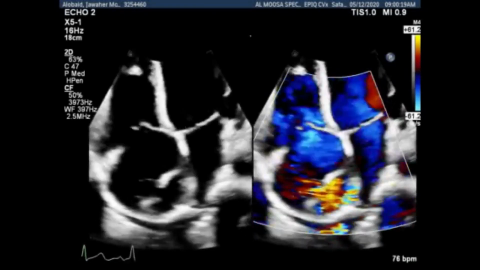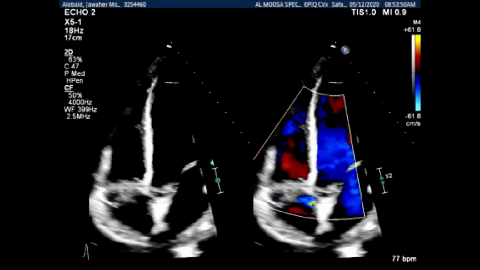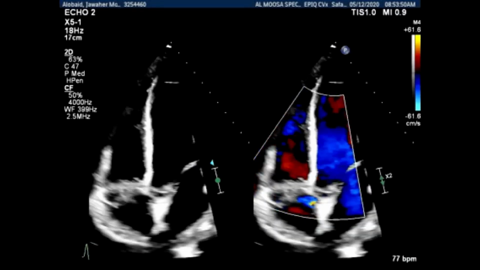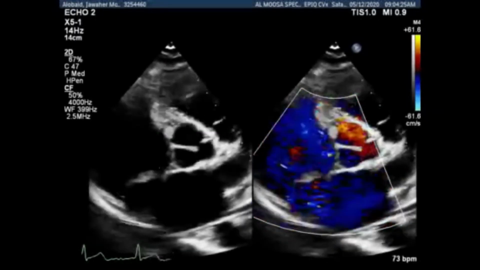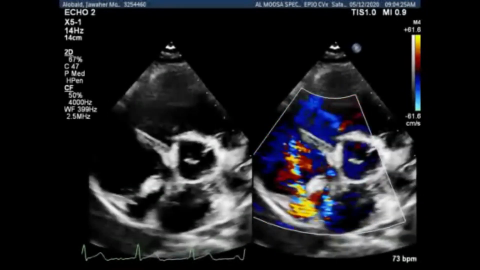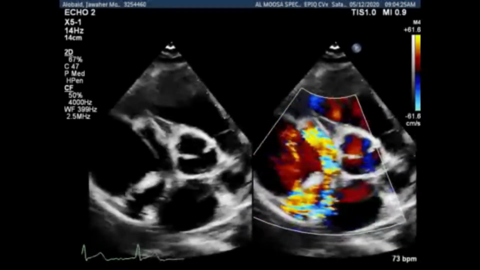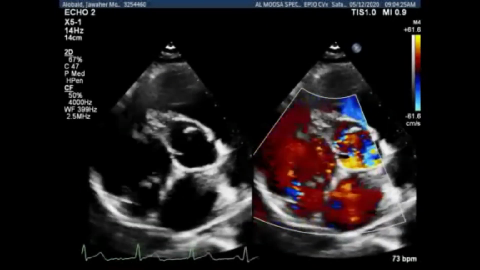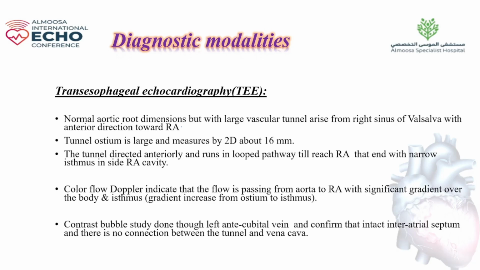But with this next view, we found a tunnel-like structure arising from the aortic root, directed anteriorly to the right side, and the flow is passing from the aorta side to the other side. Here, in short axis, we found this tunnel is arising mainly from the right sinus of Valsalva, runs anteriorly, then I think it enters the right atrium with aneurysmal formation, opening into the right atrium by a fenestration or isthmus.